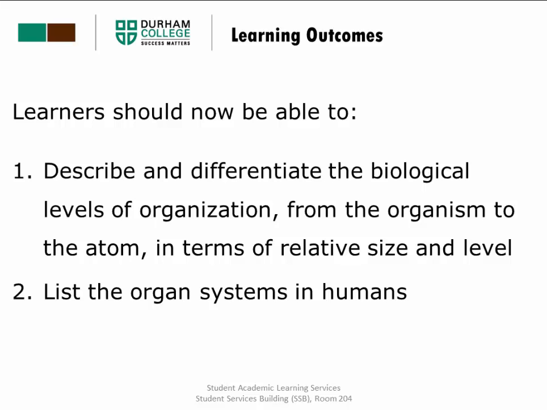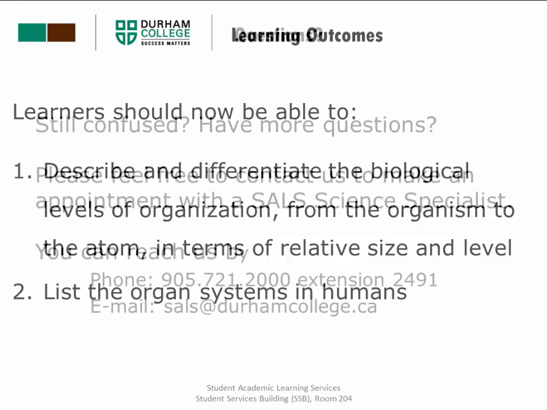Learners should now be able to describe and differentiate the biological levels of organization from the organism to the atom in terms of relative size and level. Also, they should be able to list the organ systems in humans.